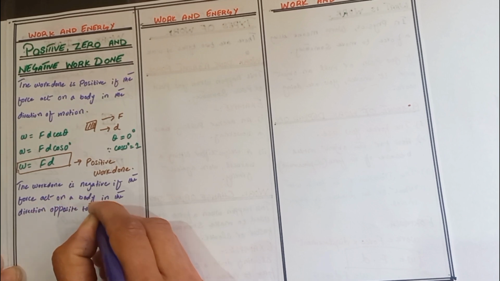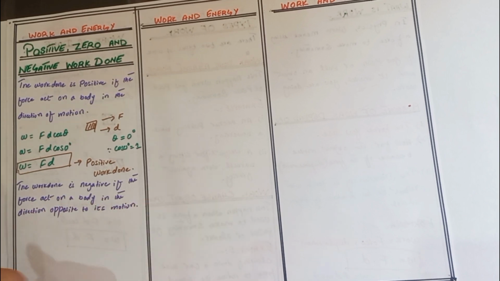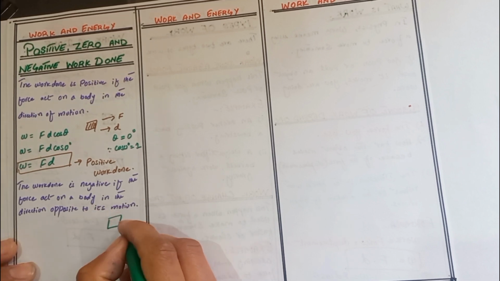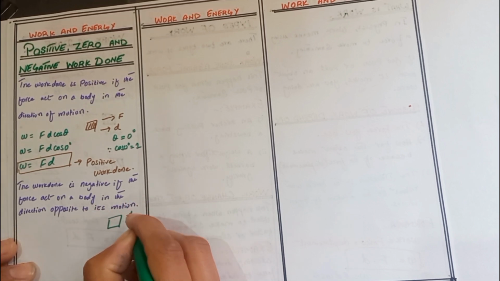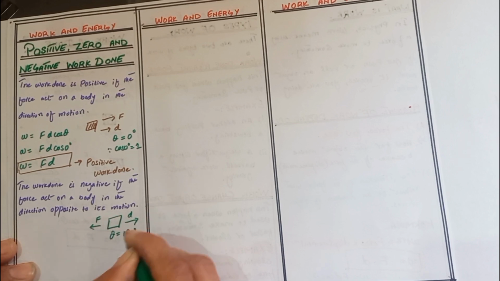Now we discuss the negative work done. The work done is negative if the force acts on a body in the direction opposite to its motion. Here, when the cart is moving opposite to the force, the angle is 180 degrees. So work is equal to force into displacement into cos of 180 degrees, that is equal to minus force into displacement. This is negative work done.